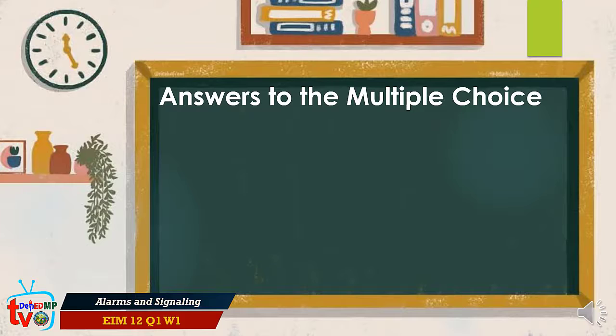Let us now check your answers. Number 1 is letter D. Number 2, letter D. Number 3, letter B. Number 4, letter C. And number 5, letter A. I hope you've gotten a perfect score.